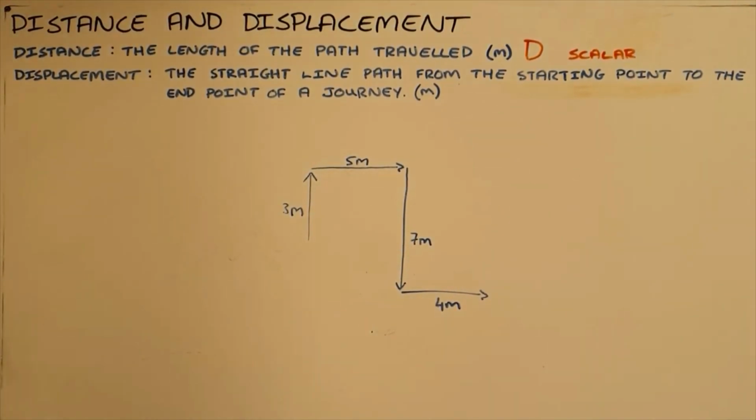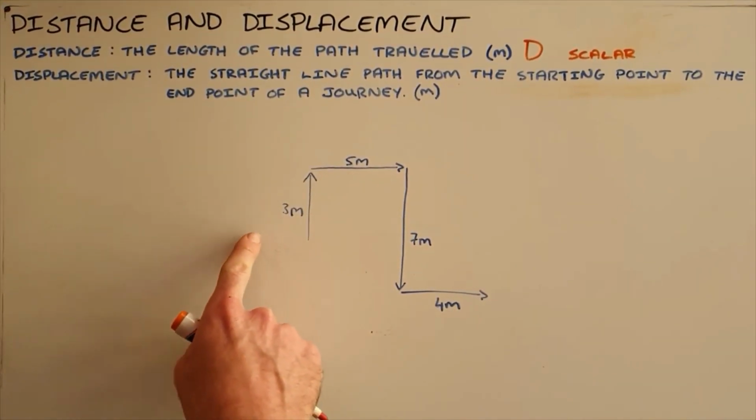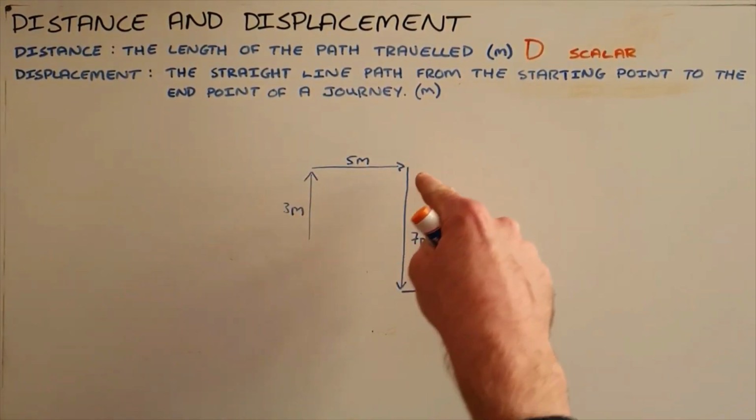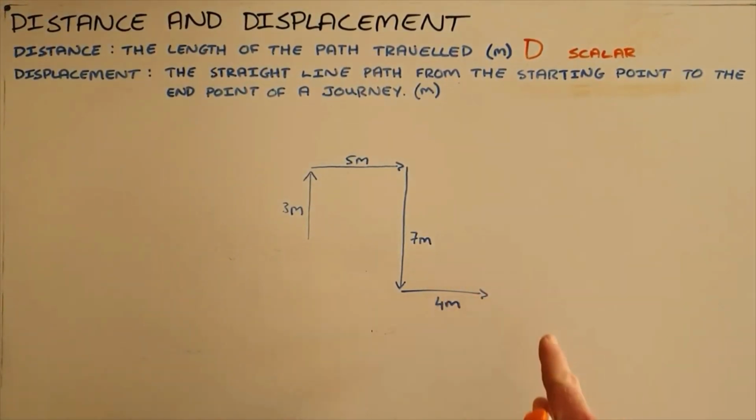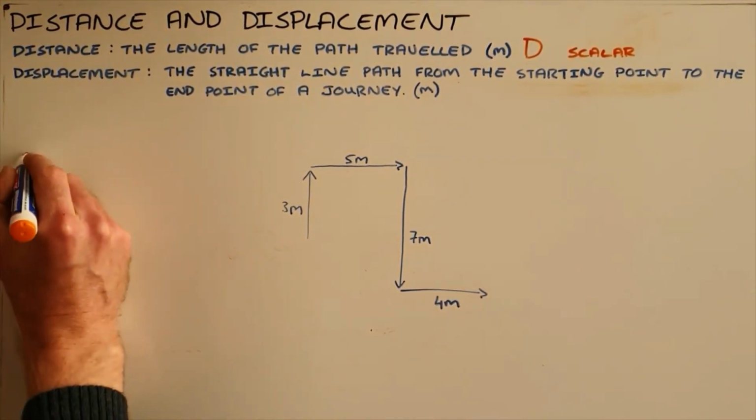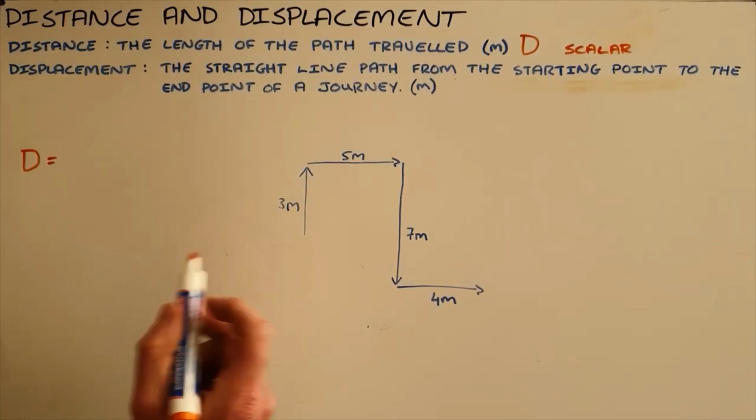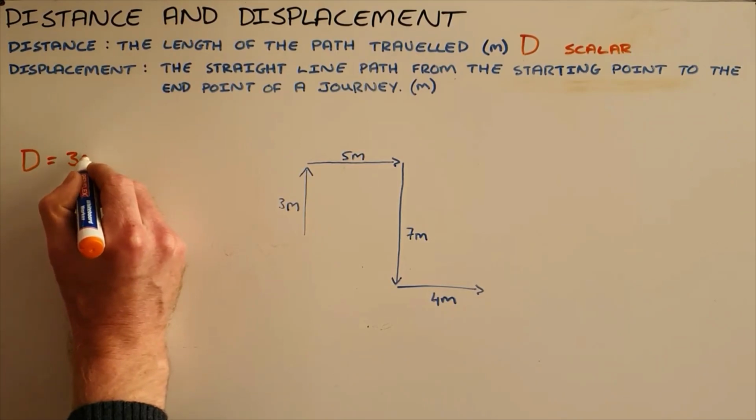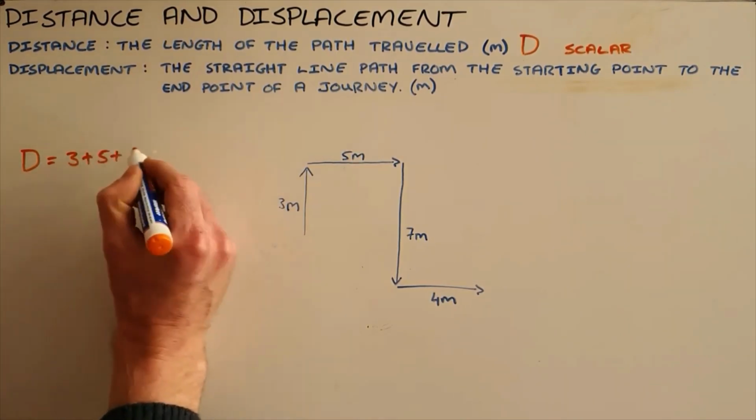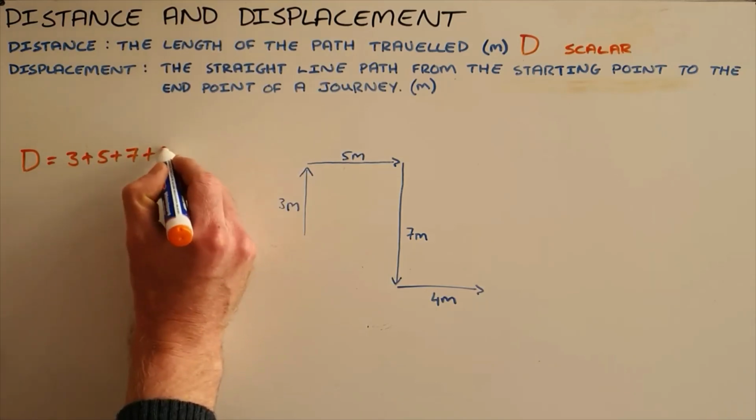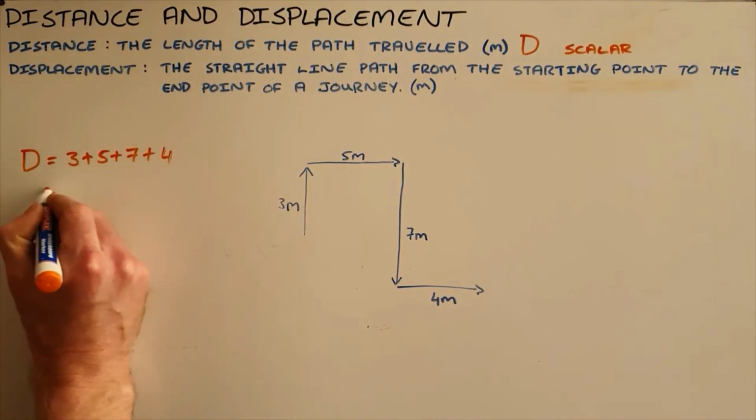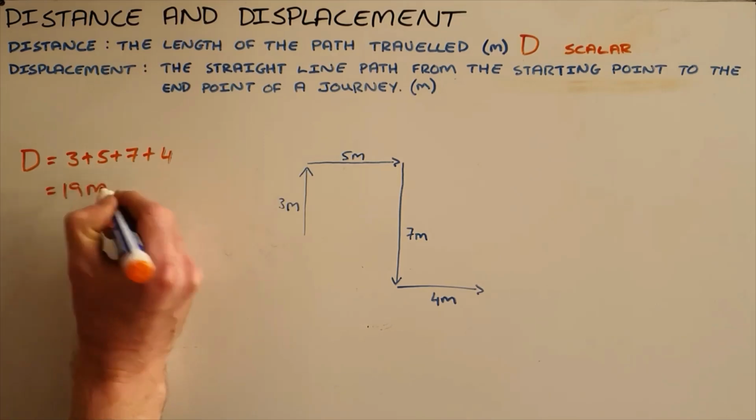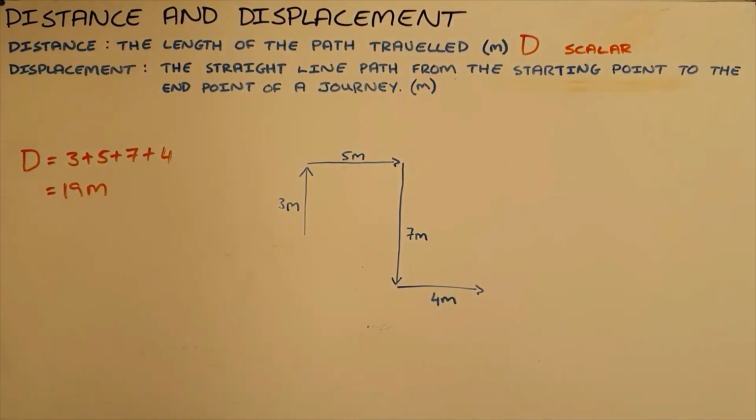So if we consider an object that travels a path where it moves 3 meters upwards and then 5 meters to the right and then 7 meters downwards and then 4 meters to the right, we can say that the distance traveled by this object is the total length of that path traveled, which is the sum of all of those movements, that is 3 meters plus 5 meters plus 7 meters plus 4 meters, which gives us a resultant distance of 19 meters, meaning this object has traveled a distance of 19 meters, and since it is a scalar quantity, there is no direction required.